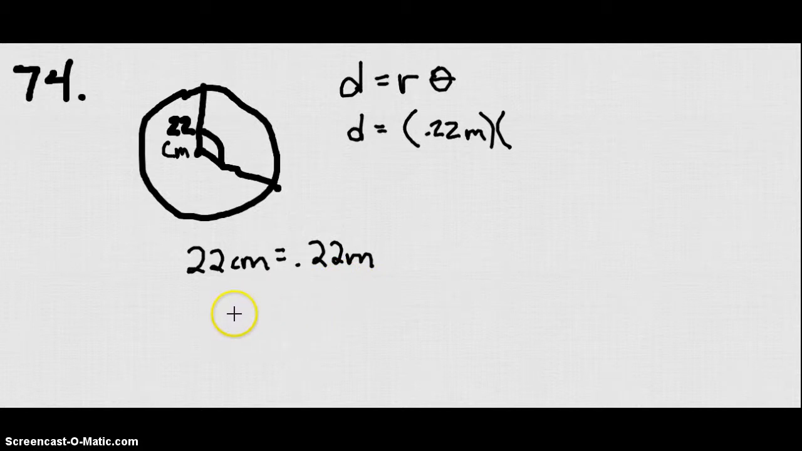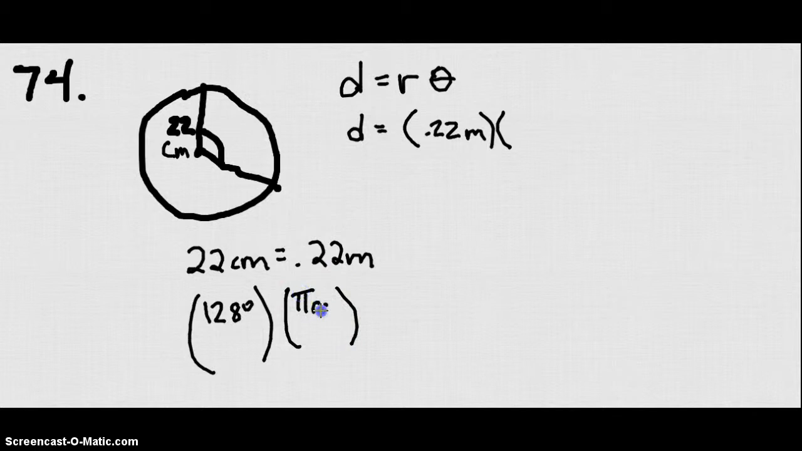So to convert 128 degrees into radians, we have to know that there are 2 pi radians for every 360 degrees. Or we could simplify that and say there's pi radians in 180 degrees. So let's make a conversion factor here where we have pi radians in 180 degrees. Cancel out our degrees. Then we take 128 times pi divided by 180, and we get 2.23 radians. So that's what I'm going to plug in for theta.